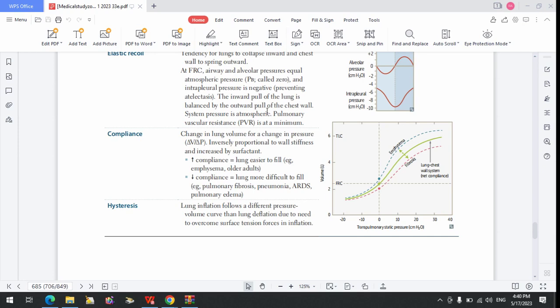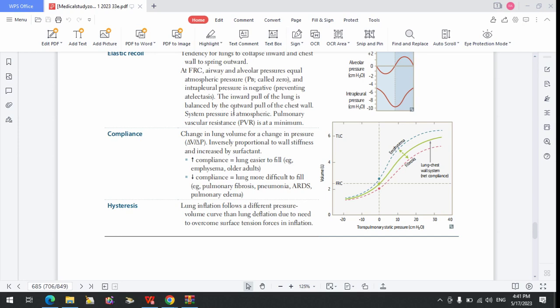So the only pressure, and that is why your atmospheric pressure is also zero. That's why your alveolar pressure is also zero, because if you have changes in any one of them, it will lead to expiration or inspiration. You know that?